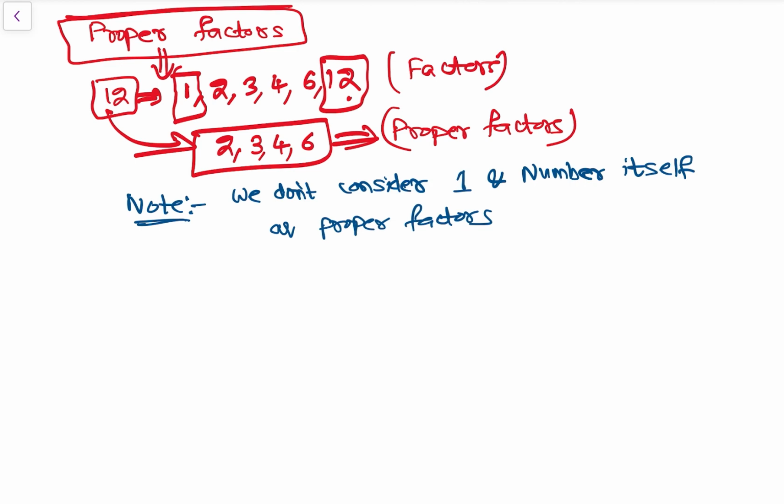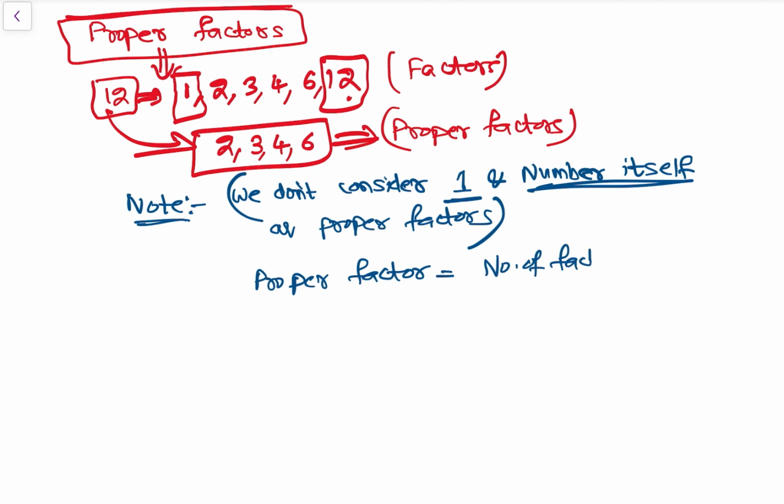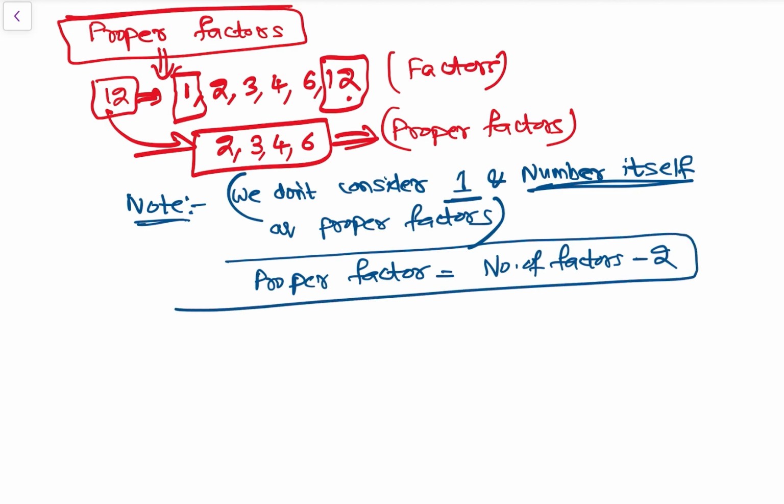Because ये तो सबके लिए factors है ना, 1 and number itself is factor for every number. So proper factor is equal to number of factors minus 2. Proper factor is equal to number of factors minus 2. ठीक है, so that is the thing. ठीक है, so now let's see the question.